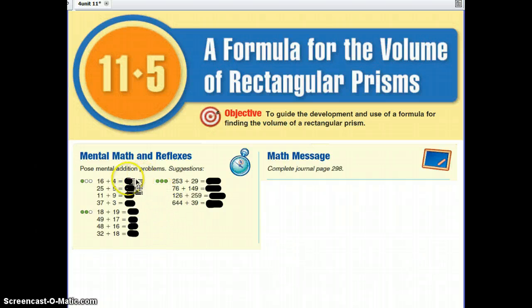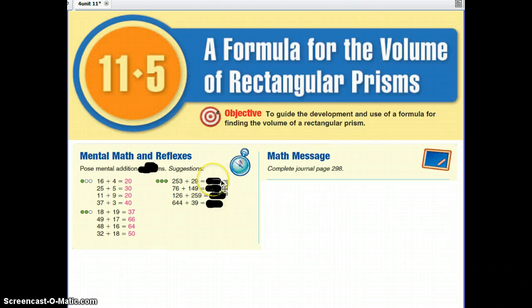6 plus 4, 10. 25 plus 5, 30. 11 plus 9, 20. 37 plus 3, 40. 18 plus 19, 37. 49 plus 17, 66. 48 plus 16, 64. 32 plus 18, 50. These are a little harder.